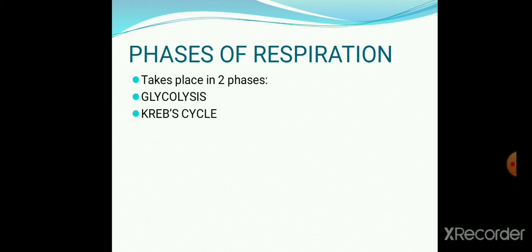So, we see that by the end of respiration, 38 molecules of ATP are generated along with carbon dioxide and water: 2 molecules from glycolysis and 36 molecules from Krebs cycle. So, 1 molecule of glucose breaks down in the presence of oxygen to give out carbon dioxide, water and 38 molecules of ATP. So, why is this energy required?